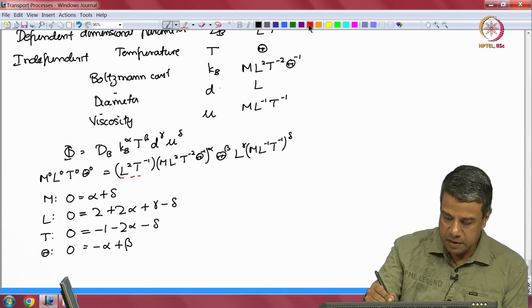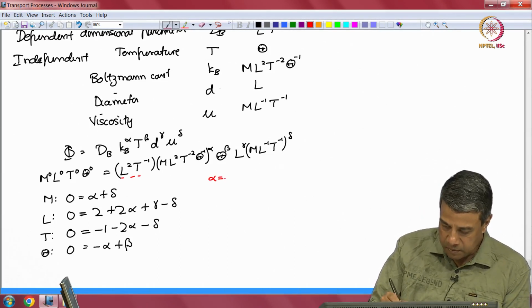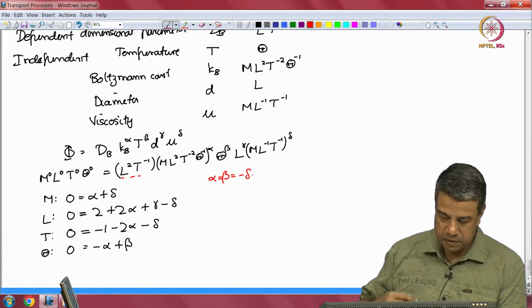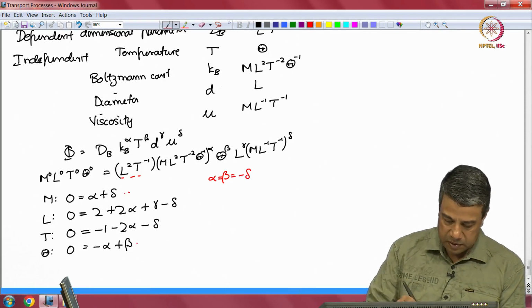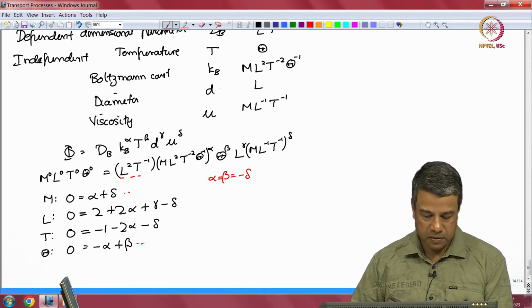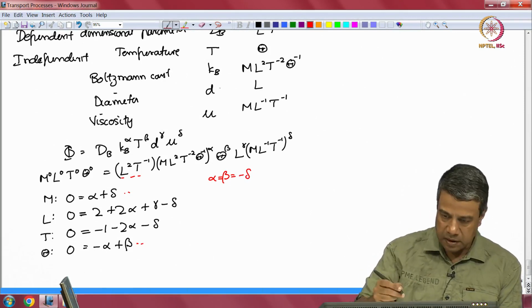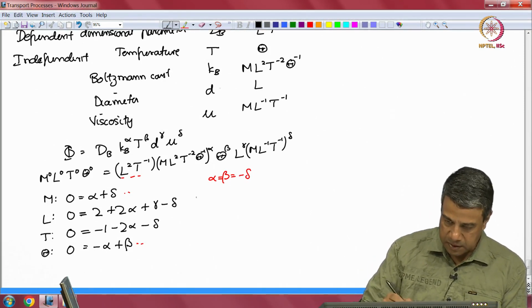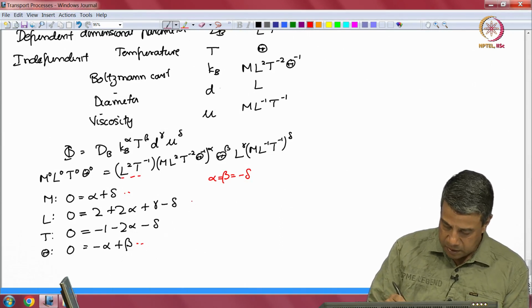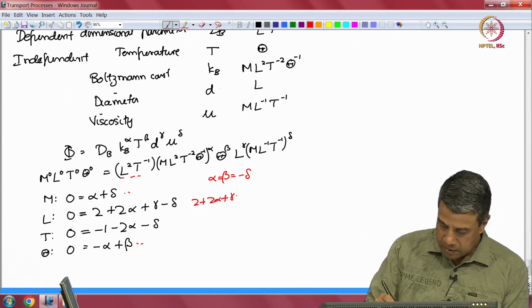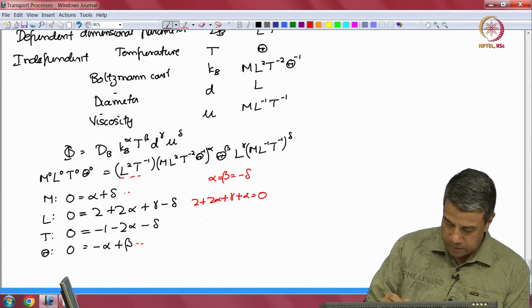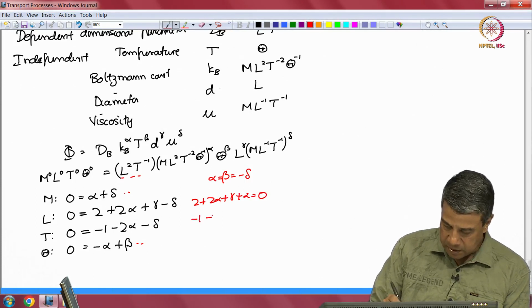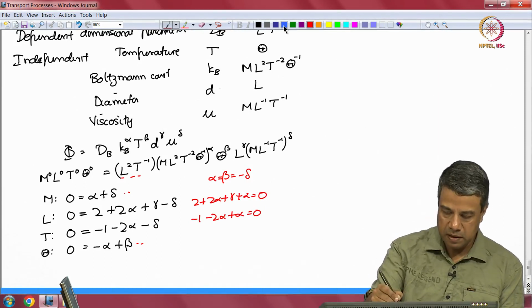So, from this you can easily see you get alpha is equal to beta is equal to minus delta, from these two equations. You substitute that into the other equation, and this equation will become 2 plus 2 alpha plus gamma plus alpha is equal to 0, and minus 1 minus 2 alpha plus alpha is equal to 0.